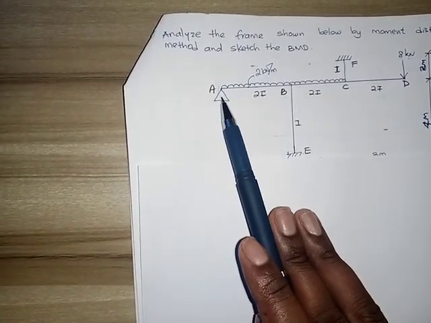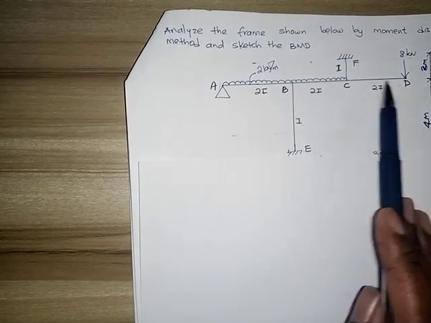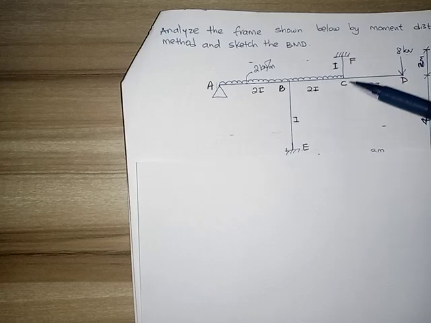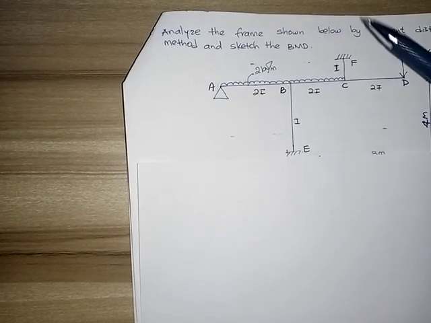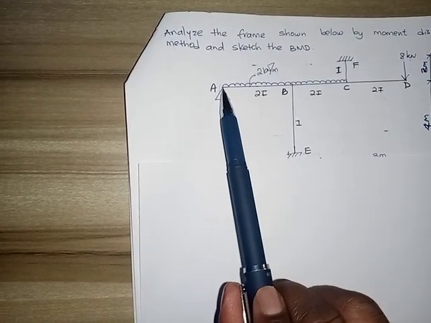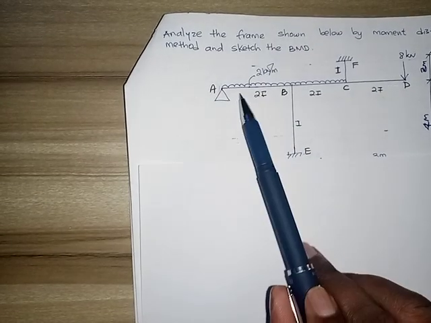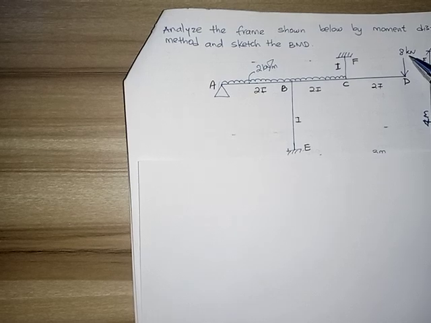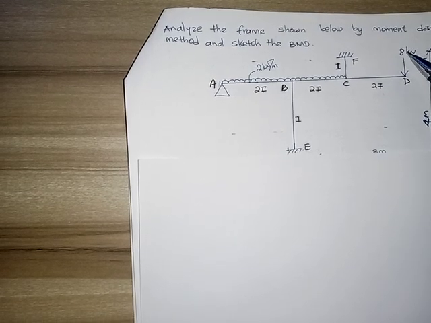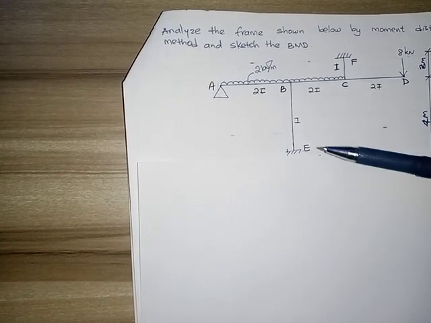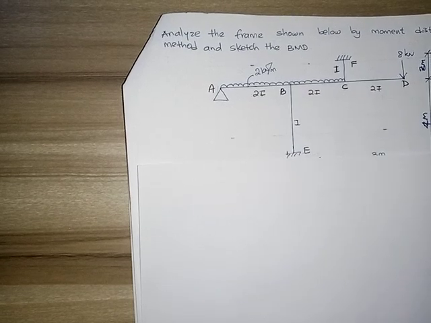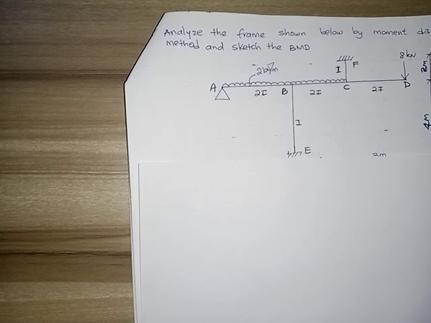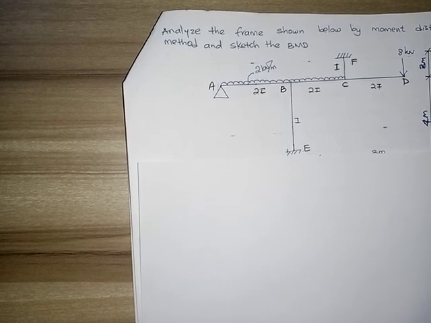The moment of inertia of span AB, BC, and CD is 2I throughout. Span BD and span CF is I. The loading for A to C is a UDL of 2 kN per meter. The cantilever has a point load of 8 kN. BE, there's no loading. So let's go into the procedure of solving this question.